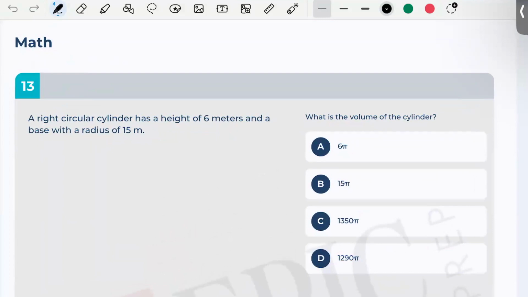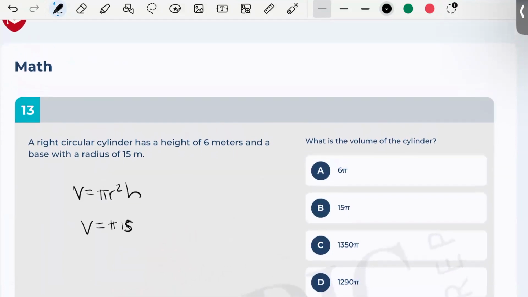Okay, so 13. A right circular cylinder has a height of 6 meters and a base with a radius of 15 meters. What is the volume? Okay, so the volume of a cylinder, it's pi r squared times height. I'm given the height, I'm given the radius. So that would be pi times 15 squared times 6, which is pi 225 times 6, and that is equal to 1350 pi.